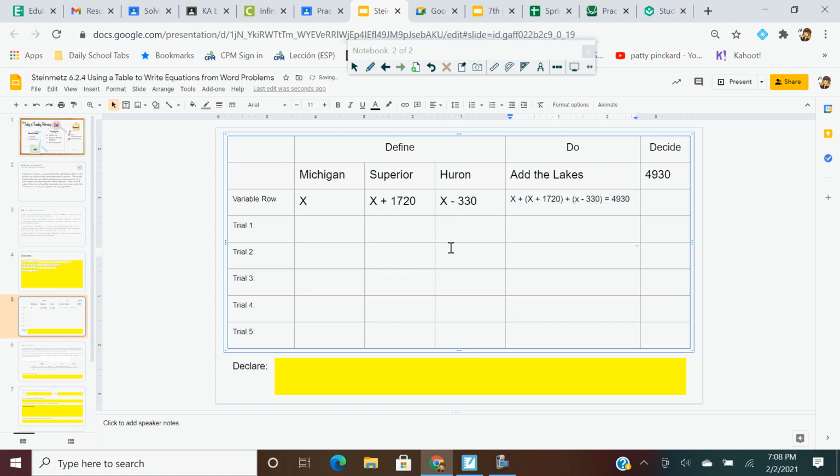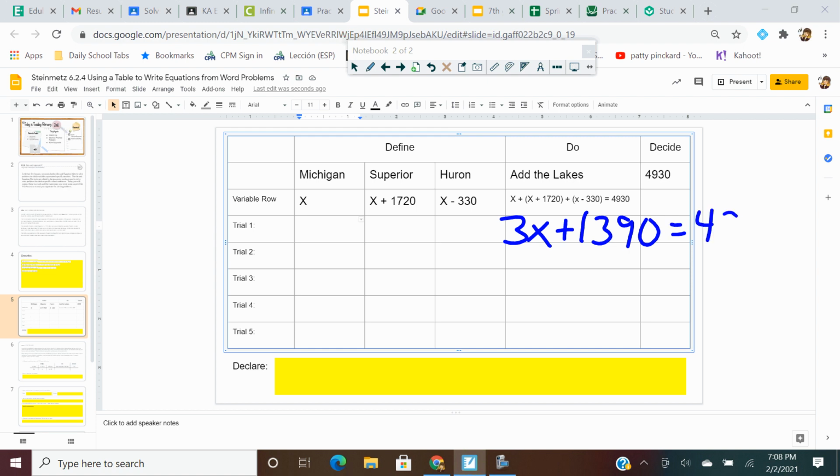Okay, so the next thing we're going to do, like I said, we could pick trials. I could say 1,000 for Michigan, 2,720 for Superior, 670 for Huron, and then add them all together and do trials. Instead, I'm going to use my solving equation skills. I know that I can add all of these x's together. So x plus x plus x is going to give me 3x plus 1,720 plus negative 330, or minus 330, gives me 1,390. And that equals 4,930.